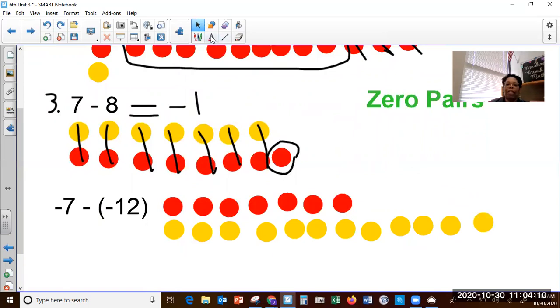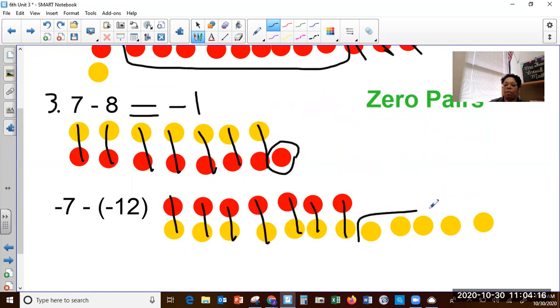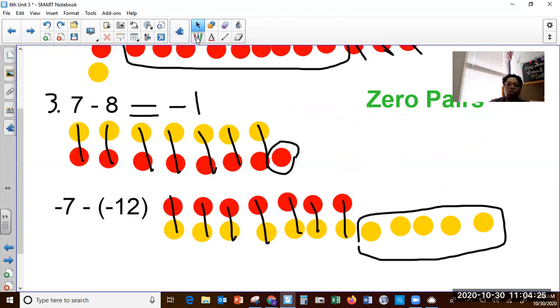Wonderful. So now I'm going to take out my zero pairs. And what does that leave me with? A positive 5. And that is what this means. Whenever you see a negative followed by a negative, it means add.